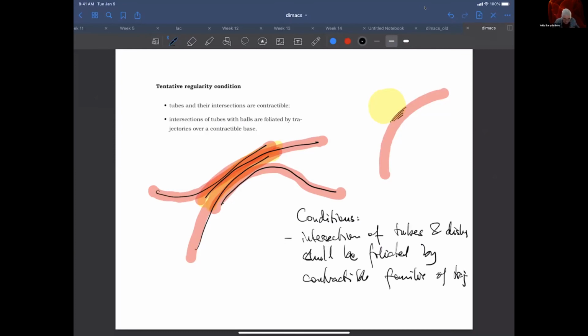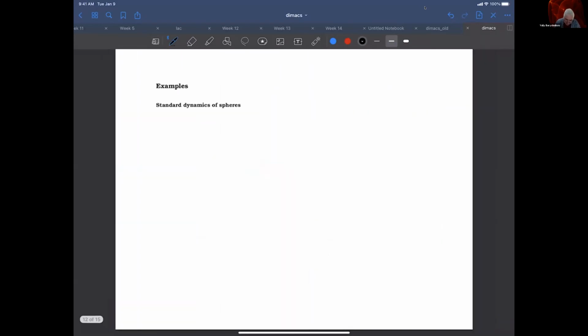Okay, so let me just do the rest. I'll just spend a few minutes discussing a couple of examples. And again, there are not really computational examples. If you look at the standard, what will this construction result in if you have the standard dynamics on the spheres? You have two critical points.